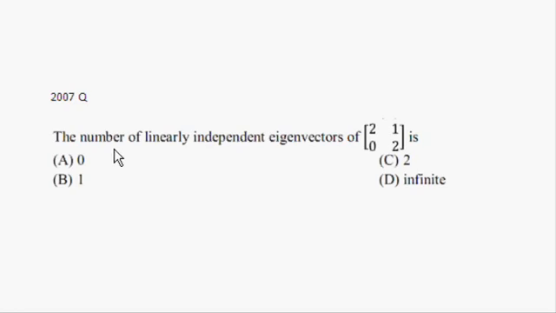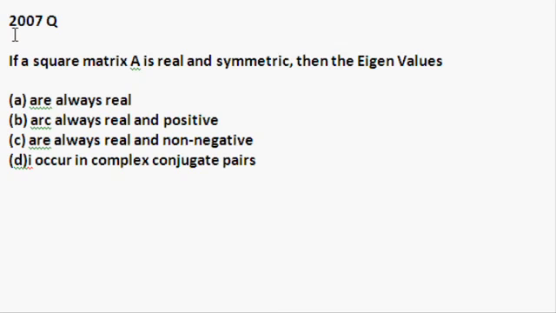This is a 2007 question. The number of linearly independent eigenvectors of this is what? You first remember one formula, that the number of linearly independent eigenvectors is always equal to the rank of the matrix. So here, the rank of this matrix: the determinant value is not 0, because 2 into 2 is 4. So the determinant value is not 0, so rank is 2. So the number of linearly independent eigenvectors is the rank of the matrix, and the rank of the matrix is 2, so the correct answer is C, 2.